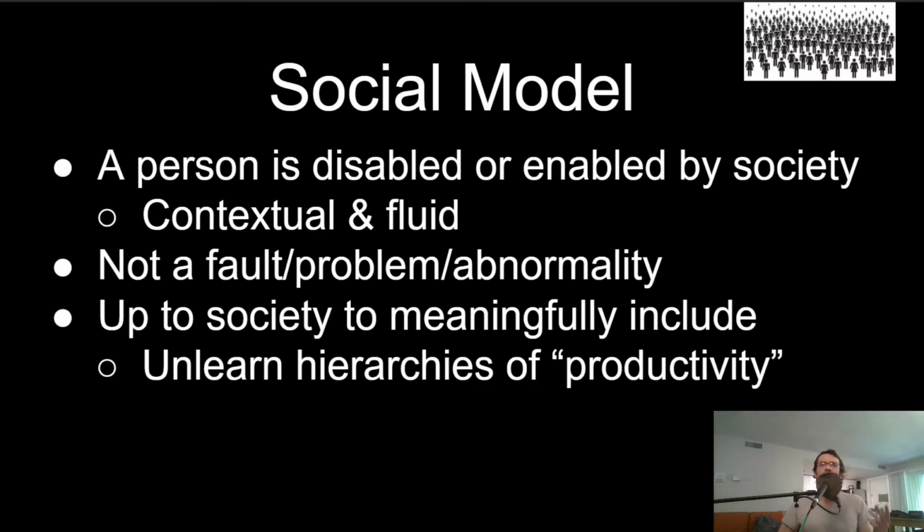And this often requires us to unlearn hierarchies of what we might deem productive, that certain people with impairments are unproductive, and productivity is something that we hold as the highest thing in society. So the social model asks us to question that and say, hey, maybe that's not a very valid assumption. Maybe people are more than just robots who churn out productive things.